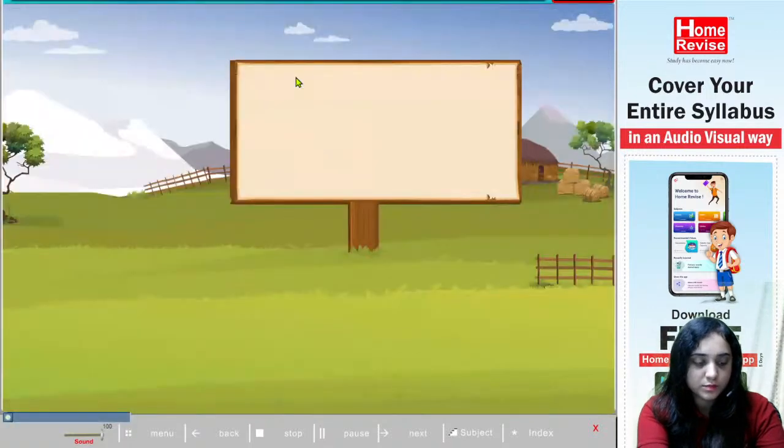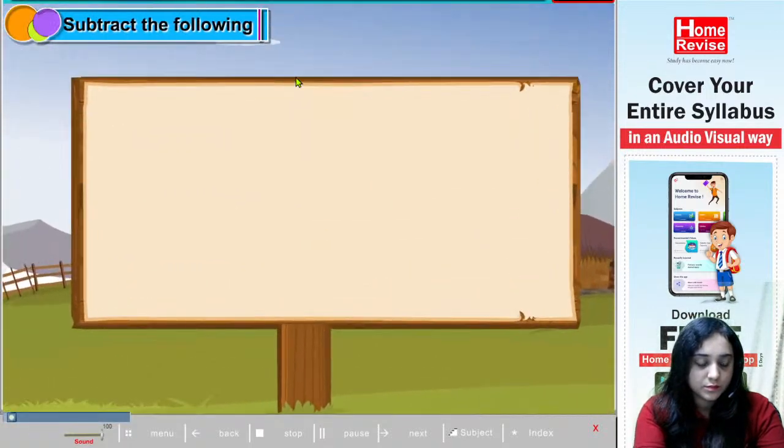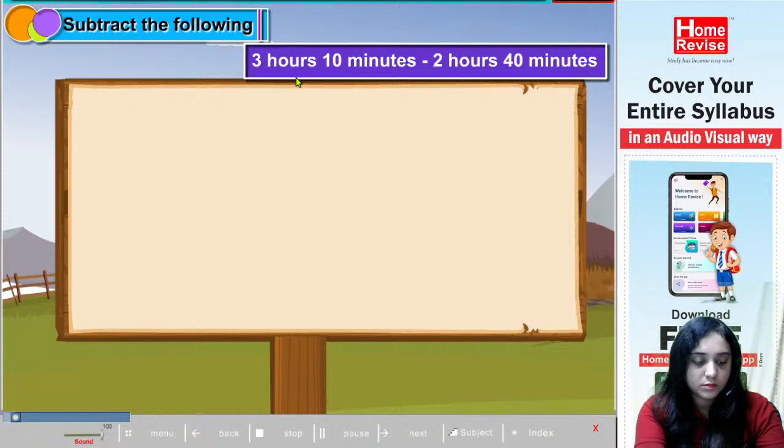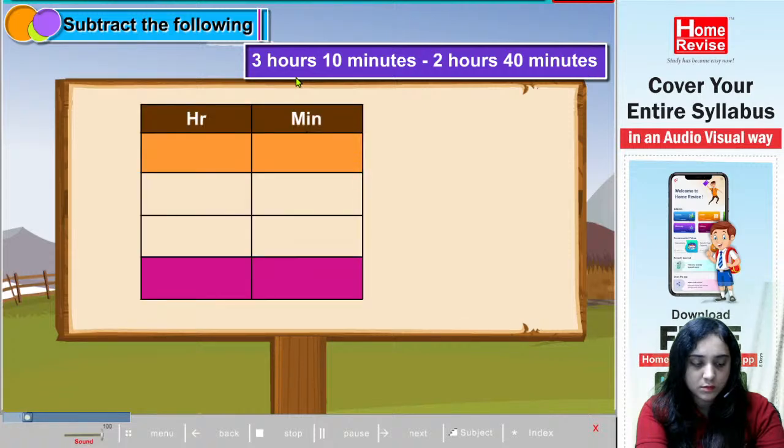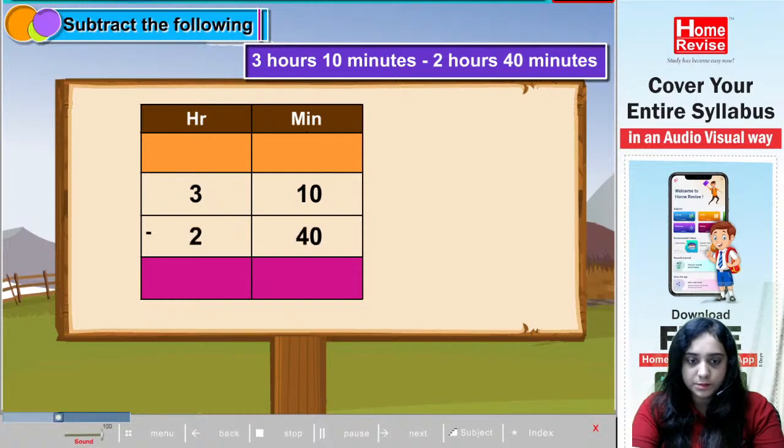Very good. 2. Subtract the following. 1. 3 hours 10 minutes minus 2 hours 40 minutes. We write it down vertically as in the hours and minutes column respectively. 3 hours 10 minutes is written as 3 in the hours column, 10 in the minutes column. 2 hours 40 minutes is written as 2 in the hours column, 40 in the minutes column.